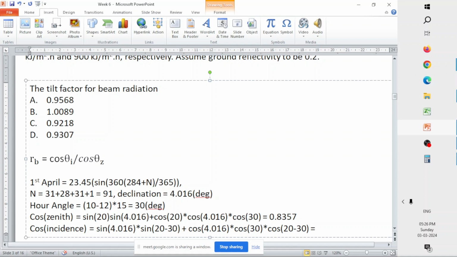So this value will be sine of 4.016 into sine of minus 10 plus cos of 4.016 multiplied by cos of minus 10. I am doing it here in my calculator, because the virtual calculator is not feasible to write a bigger formula there.